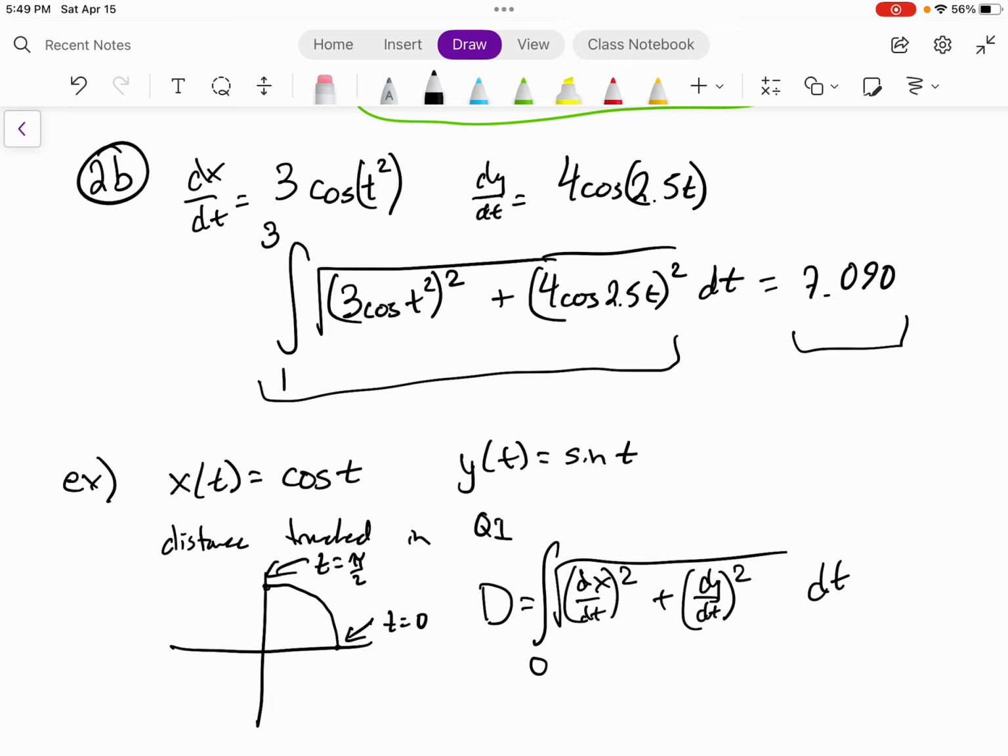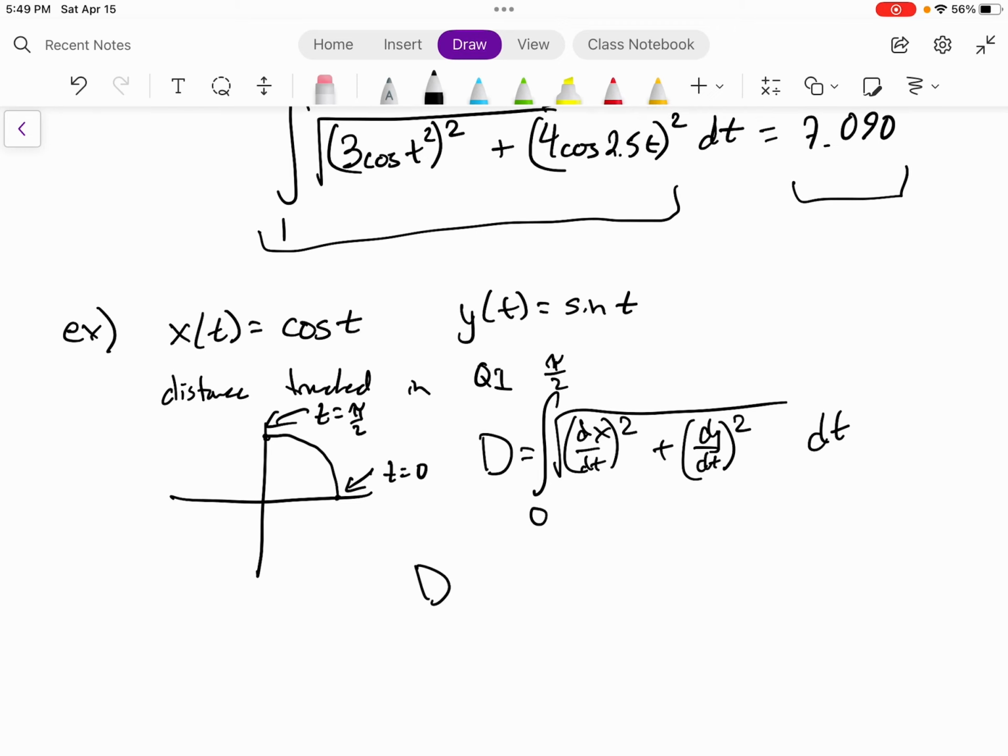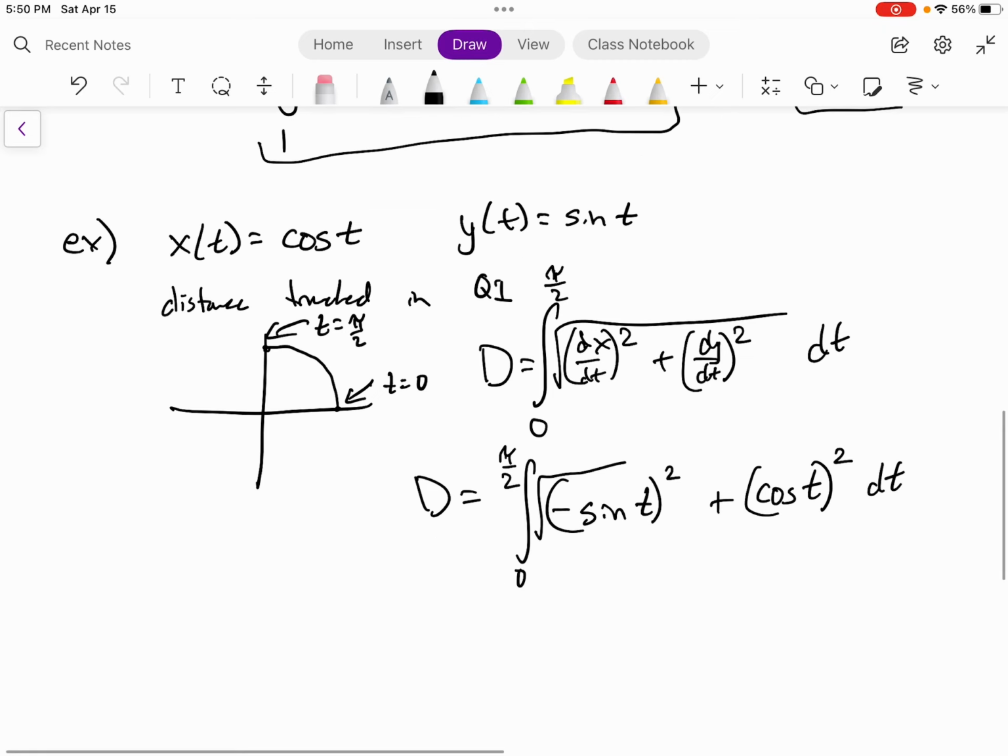This seems like polar coordinates, but it's not, right? It's not polar coordinates. We're going to be going from 0 to pi over 2 because those are the values of t that trace out that path, right? And this is a fairly simple integral to take, right? Because we're going to have stuff fall apart, right? So dx dt, that's just negative sine t, the derivative of cosine, squared. Dy dt, that's just cosine t squared dt, and all under a square root.